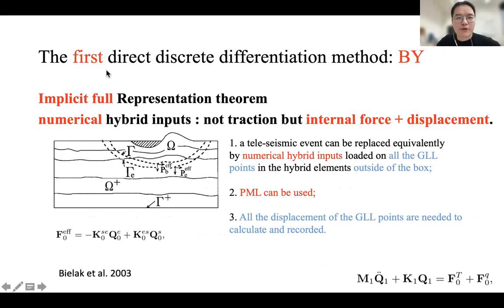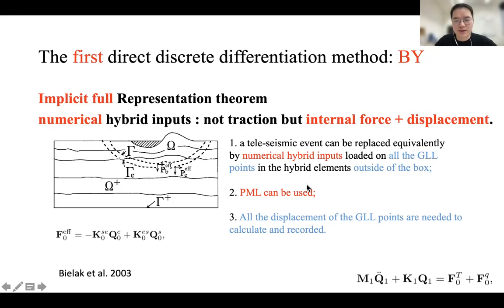The third method, and also the first described differentiation way, is from the BIAC. It's not a physical way anymore. It's a numerical way. They first do the spatial element distribution, domain reduction. And then when they do the global simulations, they first record the whole domain's elements' inside information. Now it's not a physical way, it's a numerical way. So a tiny seismic event like the remote location can be replaced equivalently by the numerical hybrid nodes on the GM points in the hybrid local domain, like the domain between two dashed lines, which is outside the box.